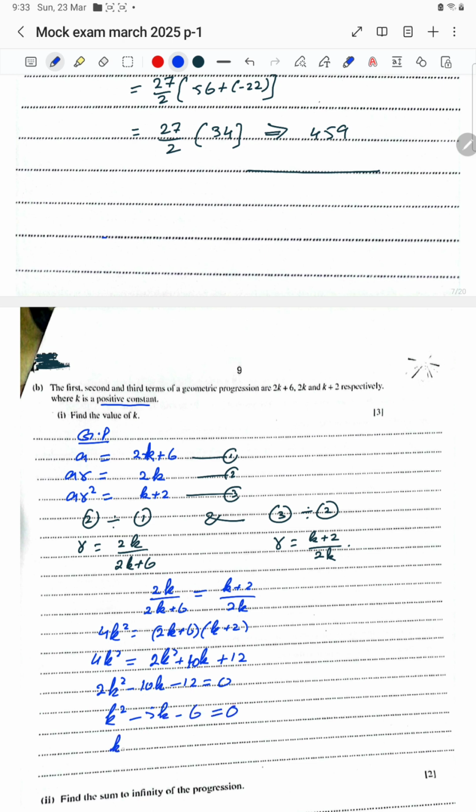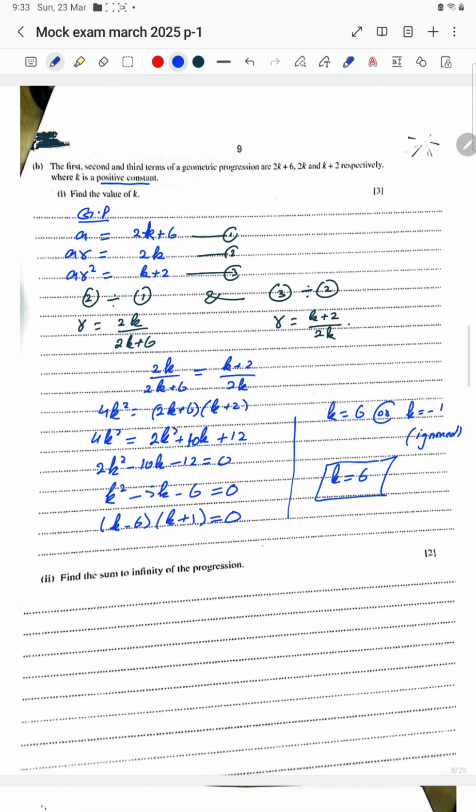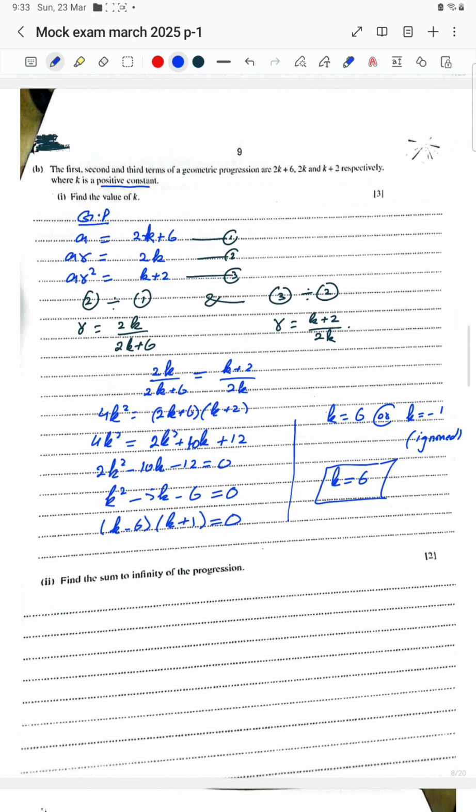So we can write the factors: (k - 6) and (k + 1) are the factors. So here k can be 6 or k can be -1. Because it is given that k is positive, this will be ignored. So the final answer is k is 6. I hope it is clear. Yes, furthermore is the second part of the same B part.